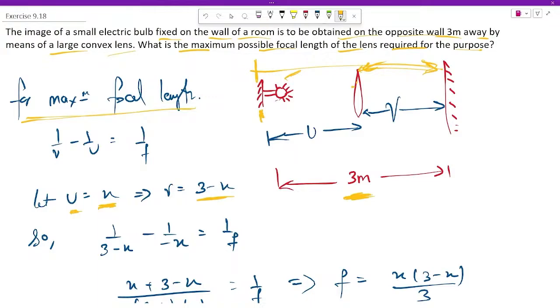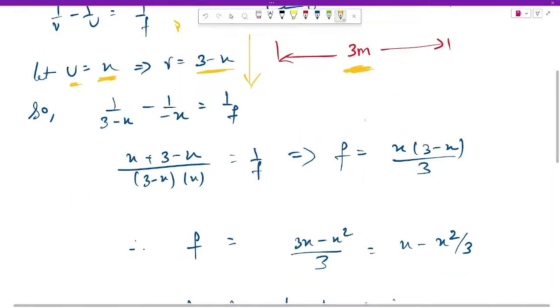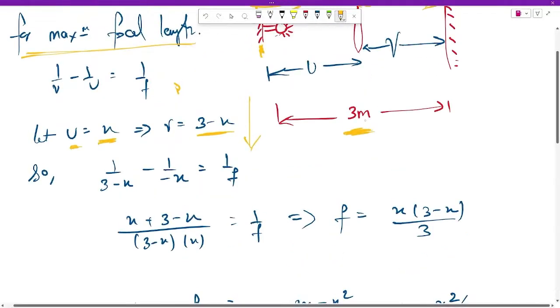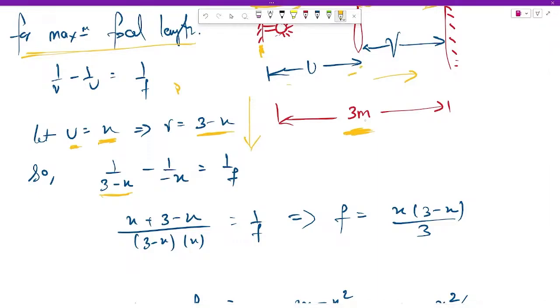Now using the sign convention and the lens formula and substituting the values in this equation, we will see that 1 by v becomes 1 by 3 minus x, and since the screen is on the right hand side, v is going to be positive. Minus 1 by u: u is on the left side of this lens, so it is going to be negative. So I have substituted 1 by 3 minus x minus 1 by minus x equals 1 by f. Using the values u equals x and v equals 3 minus x, we have substituted the values in this lens equation.